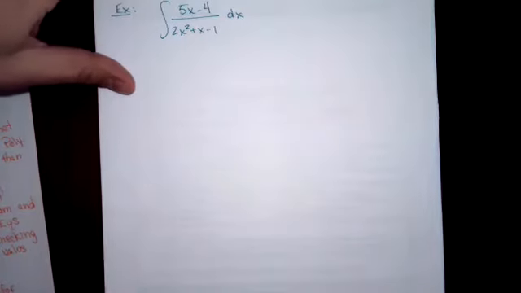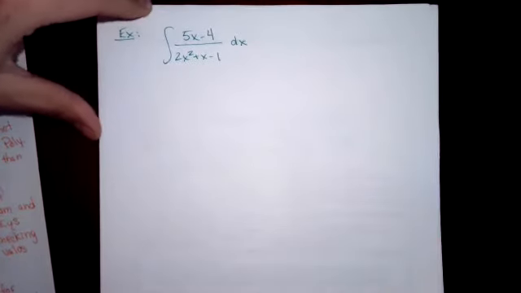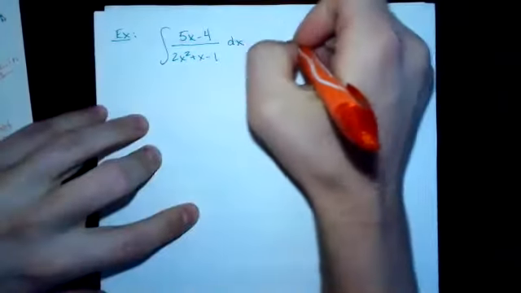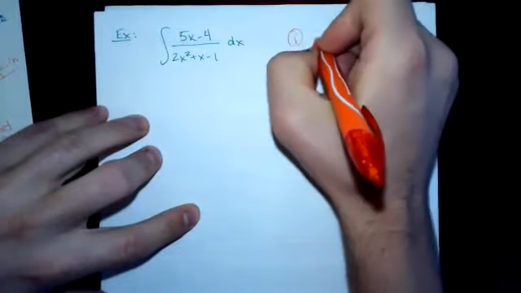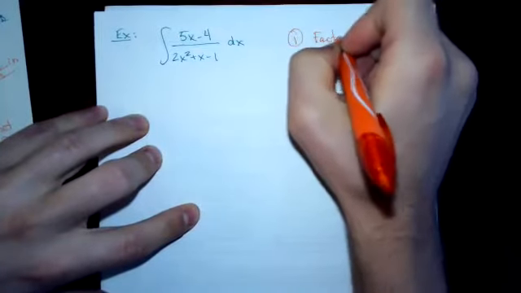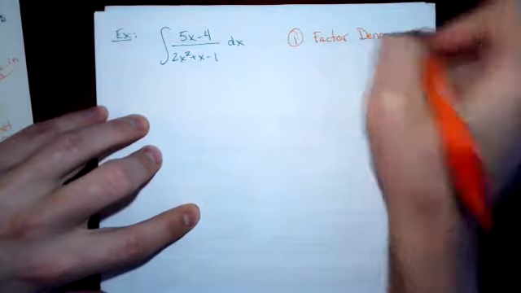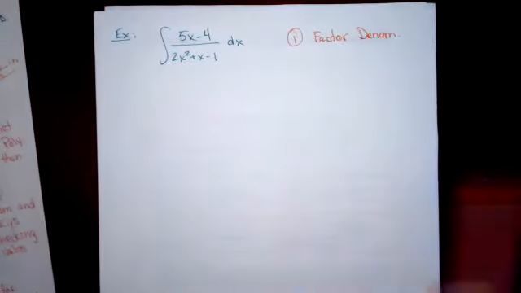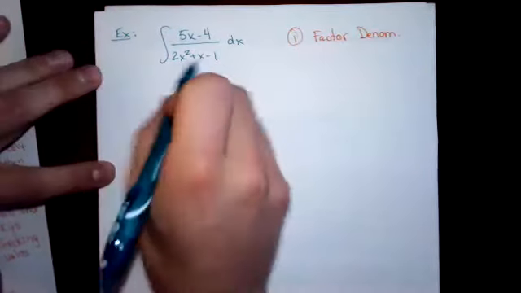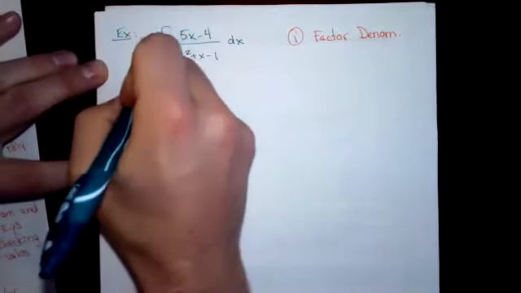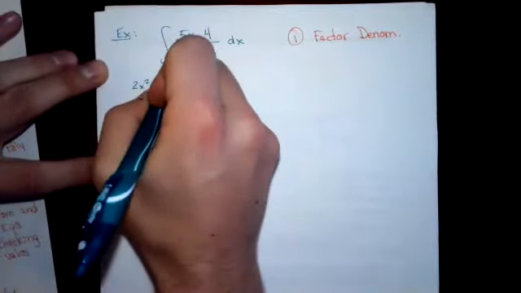Let's see, so is that on the screen? Move it down a little bit, sorry. So there's our function. And so our first step is to factor the denominator. So we've got 2x squared plus x minus 1.